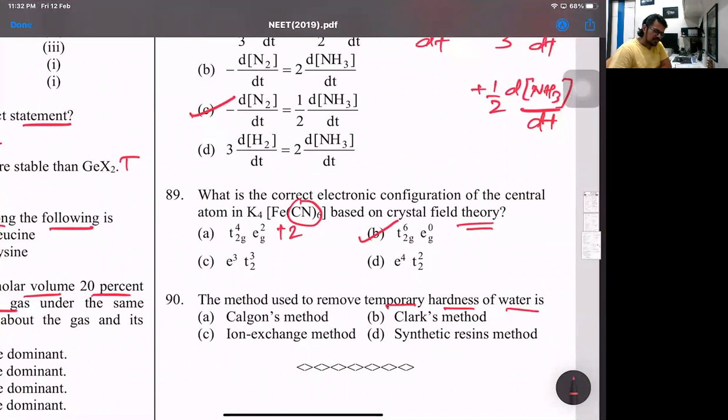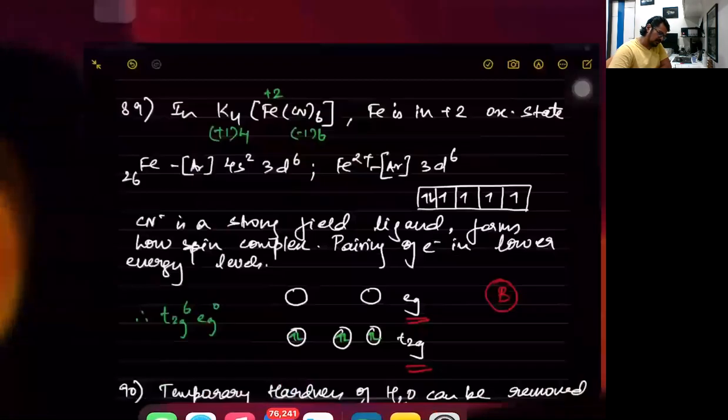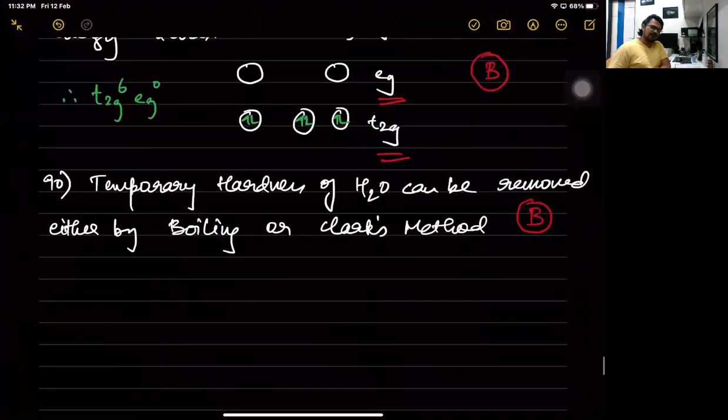And last one we have the method used to remove temporary hardness. Now, temporary hardness is removed by Clark's method. There are 2 ways to remove temporary hardness. One is by boiling it, and the second one is Clark's method over there. So 90th, that's going to be B over there. Okay.